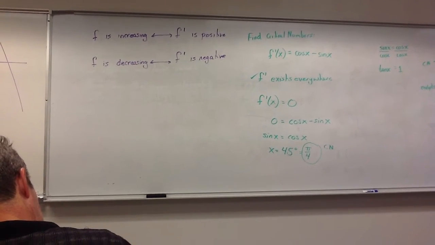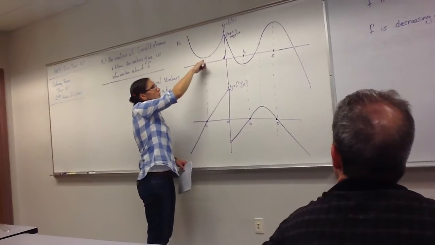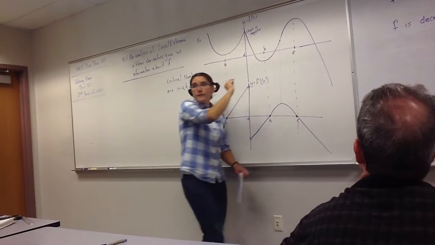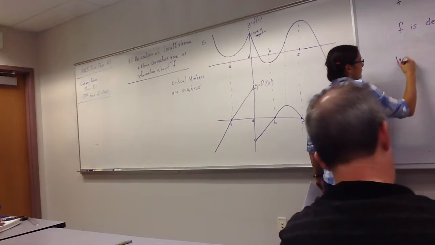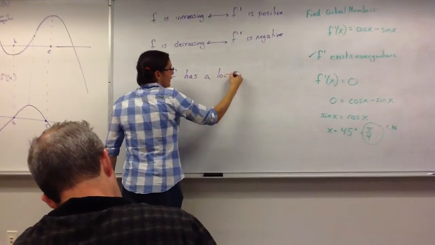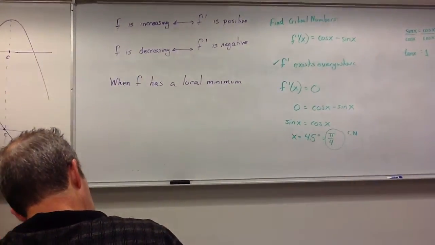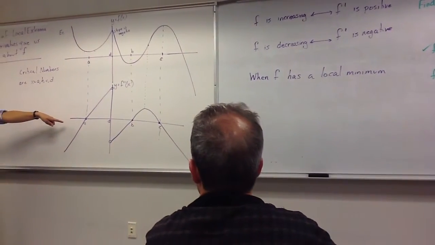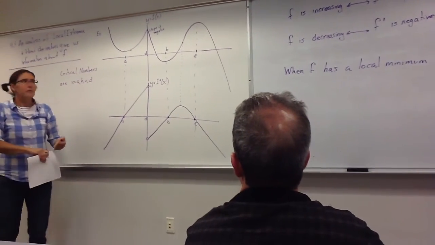So I left you and I said, take a look at the local extrema on our original function. We have a local minimum at A and at B, and a local maximum at D and at C. Let's take a look at the local minimums. When f has a local minimum, so for example here at A, take a look at the f prime graph.